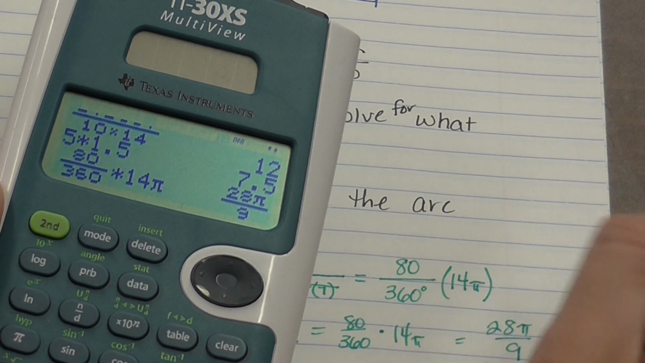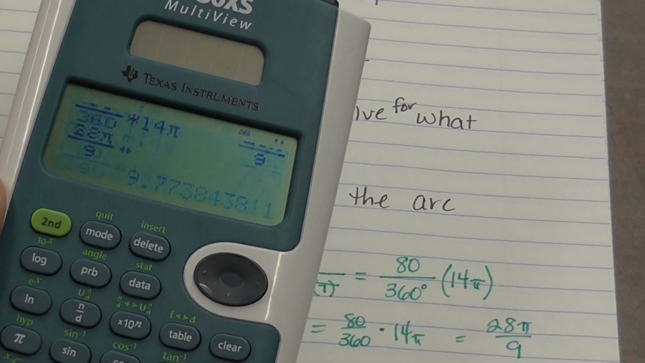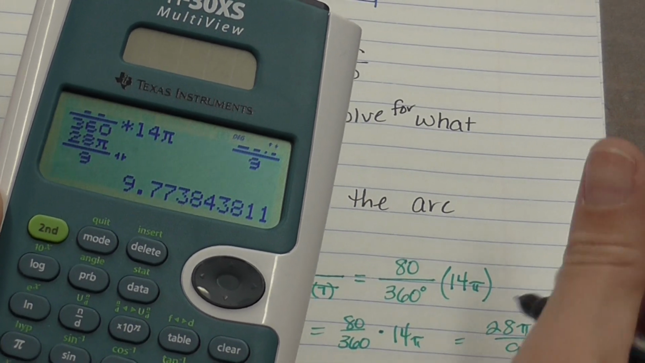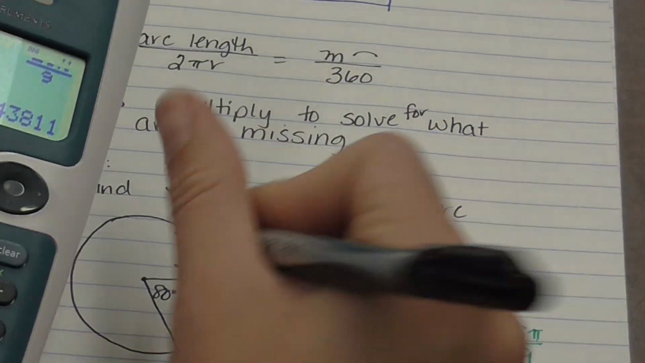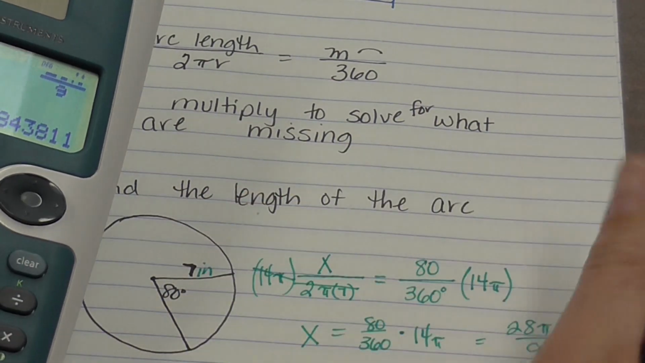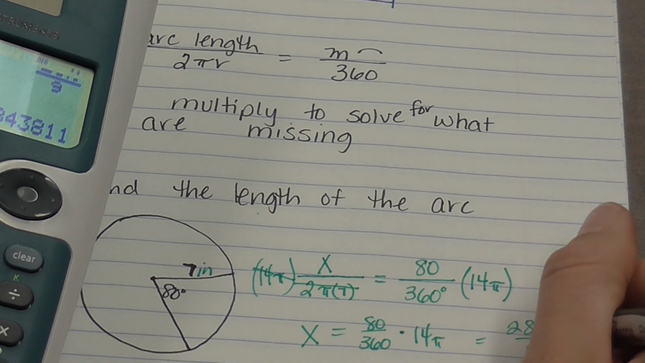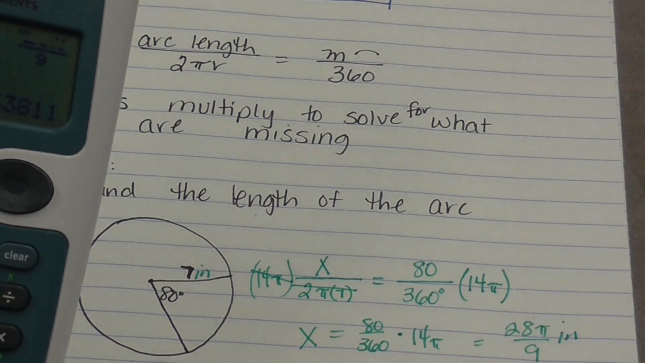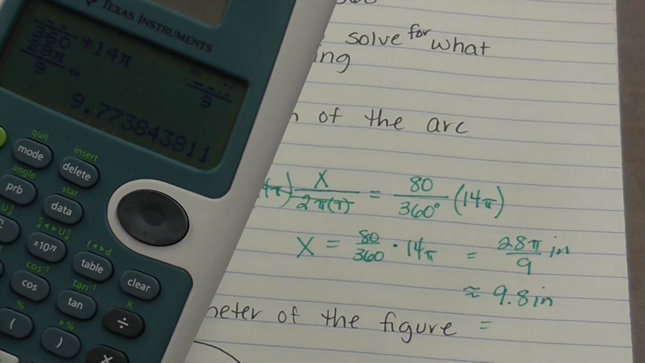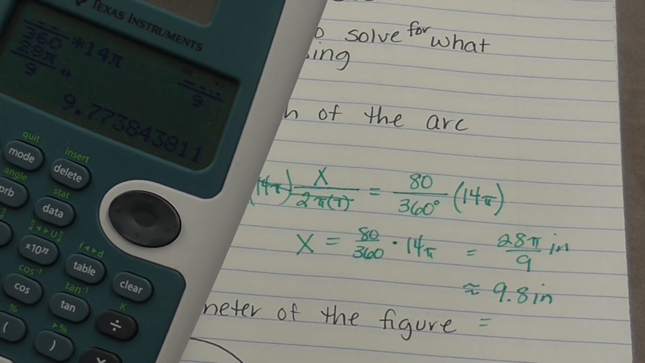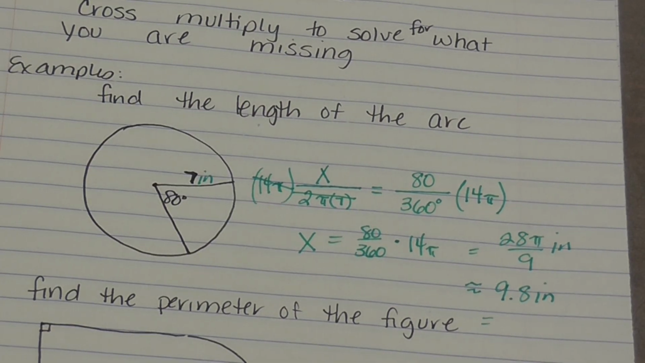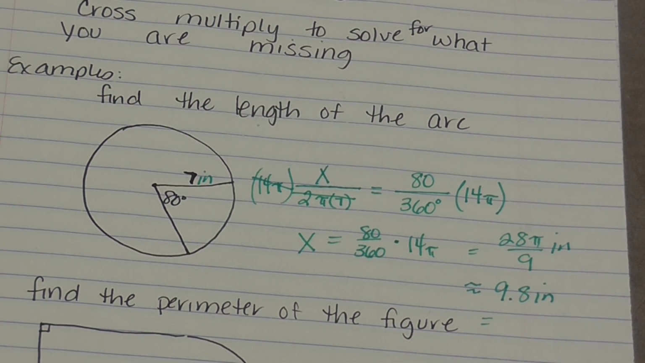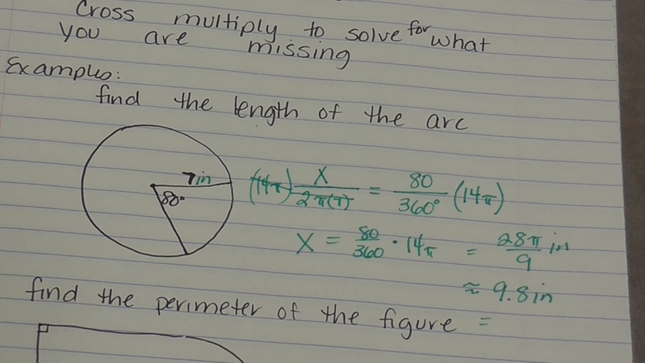28 pi over 9. If it asked you to round to the nearest whatever decimal place, let's say it asked you to round to the nearest tenth, it's approximately 9.8. Now they'll usually have units here. Let's say that was inches, so your inches would go here. Please understand that 28 pi over 9 inches is the exact same thing as 9.8 inches. So 28 pi over 9 is not some random set of symbols. It actually is a number. It represents almost 10 inches long.